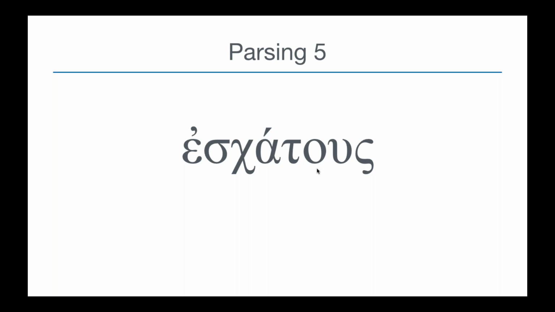Do you want me to do this word? Go ahead. Well, I don't know what it means. Eschatous. And it's accusative plural. Accusative plural, what gender? Masculine. Do you have any idea what this word means?